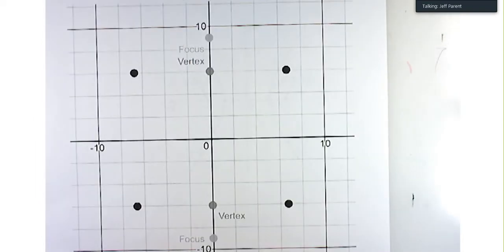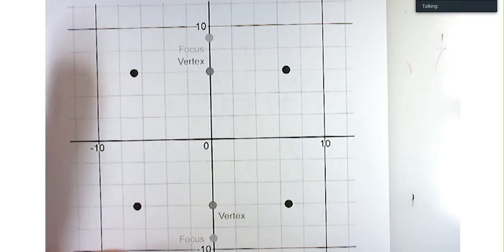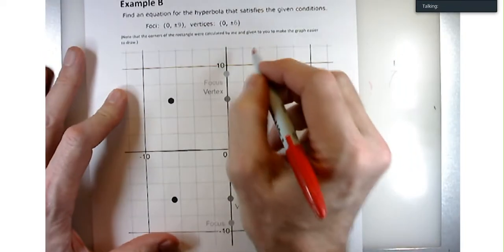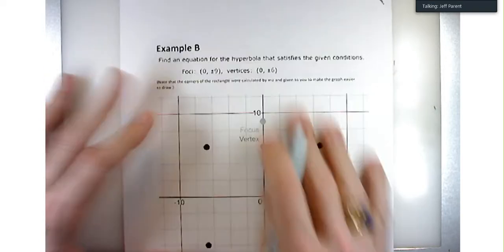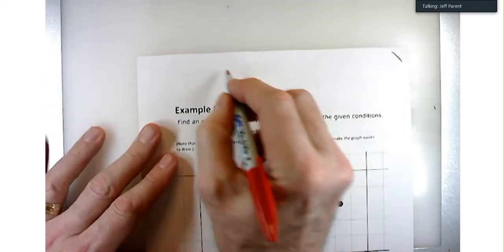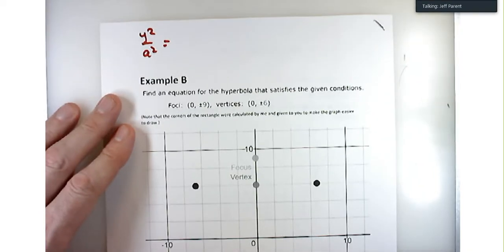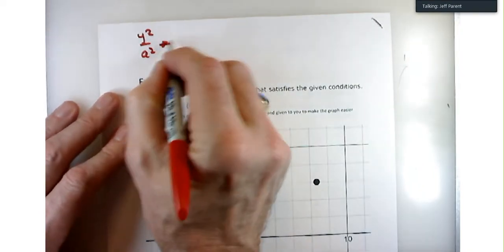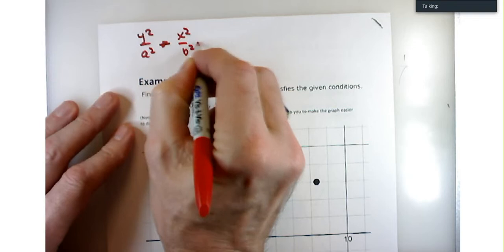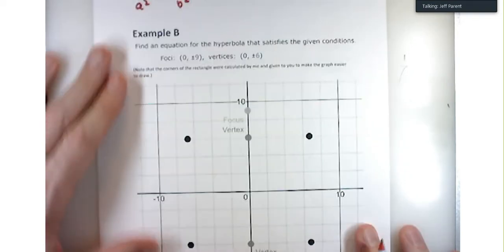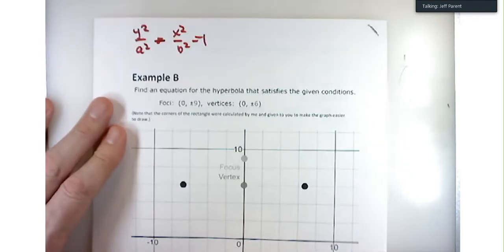So let's see what we can do in terms of writing some of this equation. So Kennedy started us off. It's going to be of the form y squared over a squared minus x squared over b squared equals 1. And we know some of these things to begin with.